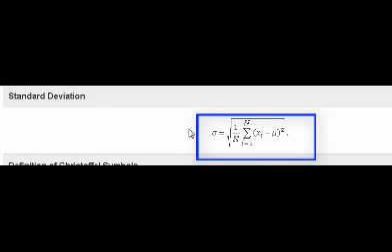Standard deviation: σ = √((1/N) Σ from i = 1 to N of (xi − μ)²).